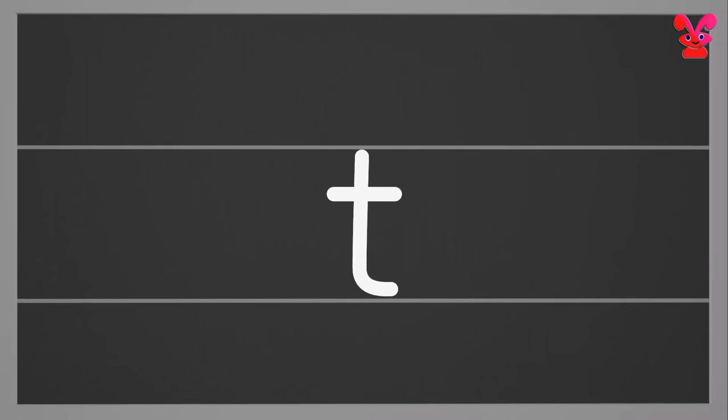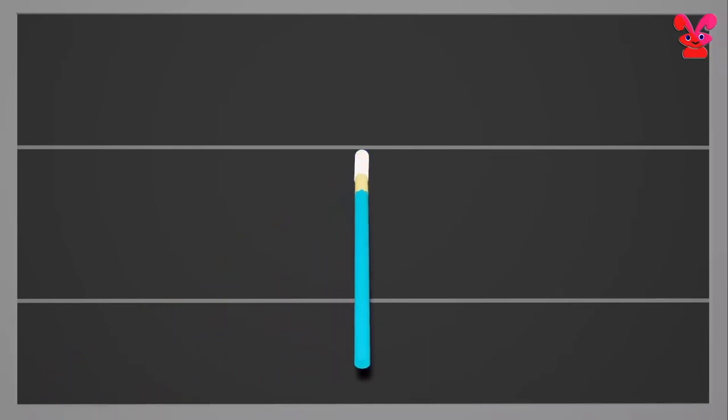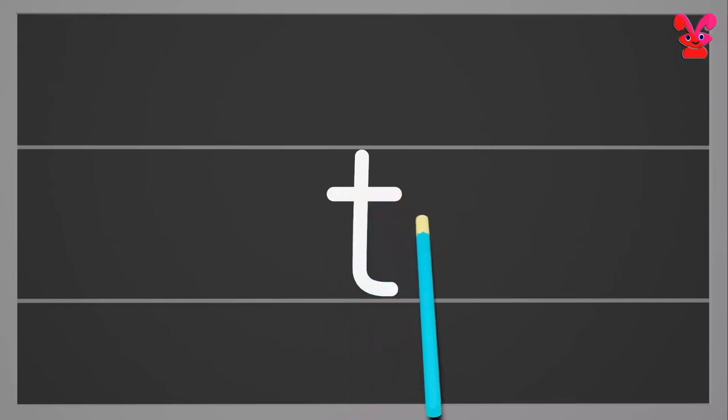Small t. Start above the middle and draw a standing line with a small curl at the bottom. Then go to the middle and add a slipping line across. Small t.